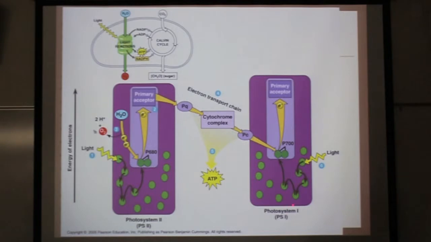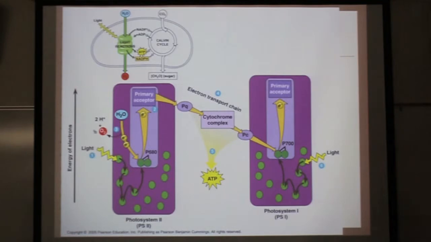So photosystem 1 was discovered first, and this was just all a mystery. Nobody really knew what happened here, but photosystem 1 was discovered first. Later on they discovered photosystem 2, and this is how the picture comes out to be.